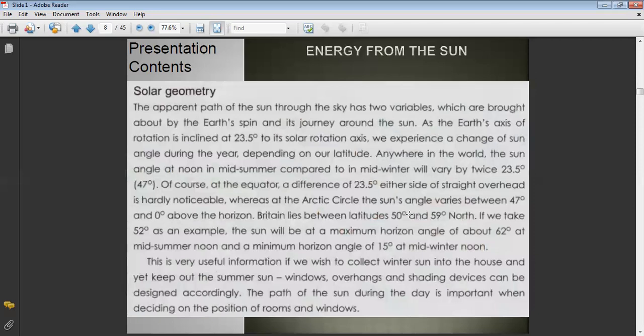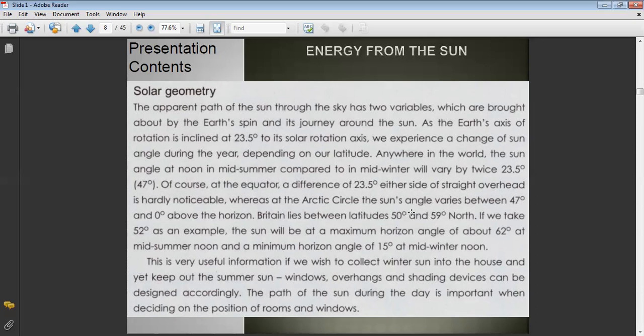When we talk of solar geometry, the apparent path of the sun through the sky has two variables, brought about by the Earth's spin and its journey around the sun. One path is around the sun and the other is about the axis on which the Earth is spinning. The Earth's axis of rotation is inclined at 23.5 degrees. So we experience a change of sun angle during the year depending on our latitude. Anywhere in the world, the sun angle at noon in midsummer compared to midwinter will vary by twice 23.5 degrees, that is almost 47 degrees.